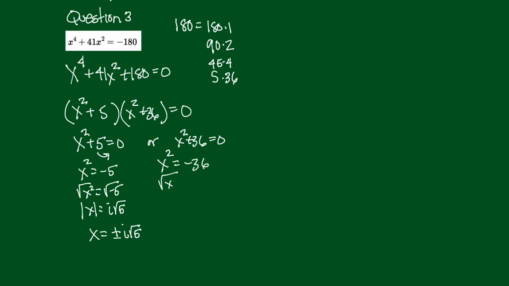Take square roots. Square root of x squared equals square root of negative 36. On the left side, square root of x squared is absolute value of x equals, now, I got the i because square root of negative, square root of 36 is 6, so how about 6i? All right, so here's our solutions. X could equal, take the absolute values off, I get plus or minus 6i. Now I've got all four. So here's our solutions. X equals plus or minus 6i and plus or minus i square root of 5.